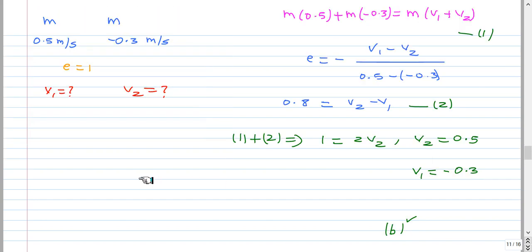Here we can also use a standard result. If you have two identical masses, when they collide elastically, after collision the velocities get interchanged. So these are two identical masses with velocities 0.5 and minus 0.3, and after a perfectly elastic collision, the velocity of the first one will go to the second and the velocity of the second will go to the first. That is the same thing we got by calculation.